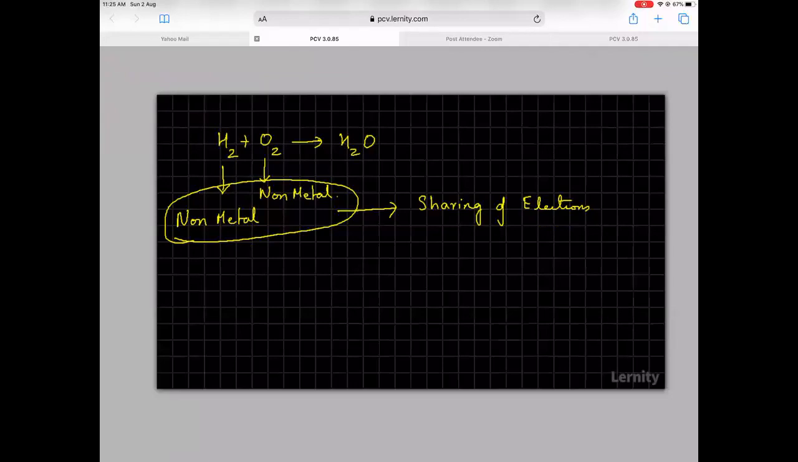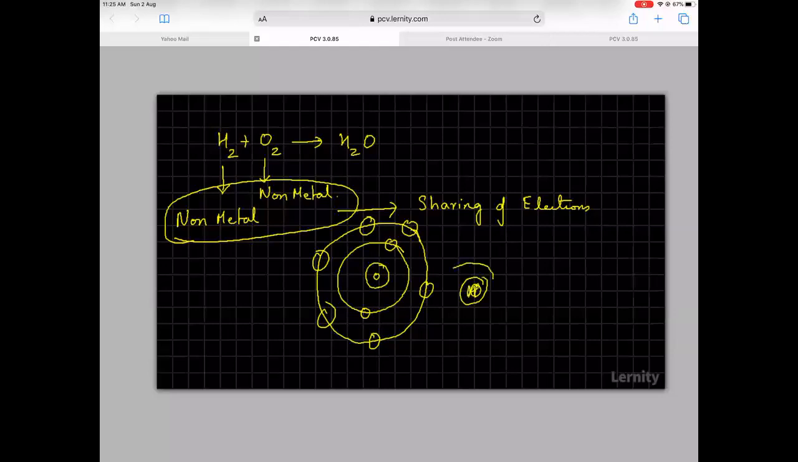Okay, so if you look at oxygen, this is the nucleus of oxygen. Oxygen has 2 electrons in its first shell. Oxygen has 6 electrons in its second shell. 1, 2, 3, 4, 5, 6. Then hydrogen. Hydrogen has 1 electron in its outermost shell. So these two come together, they share. Then another hydrogen also comes. This also has 1 electron. Now these two, they will share.